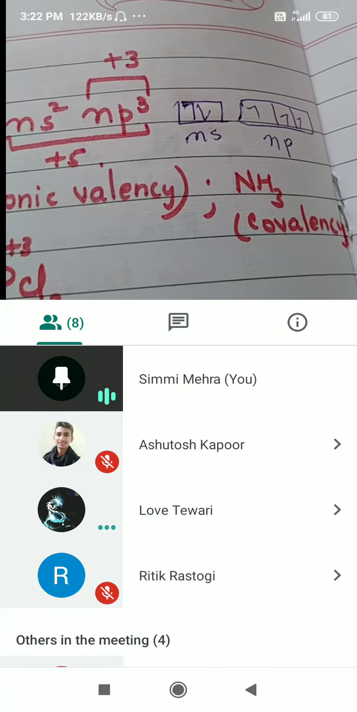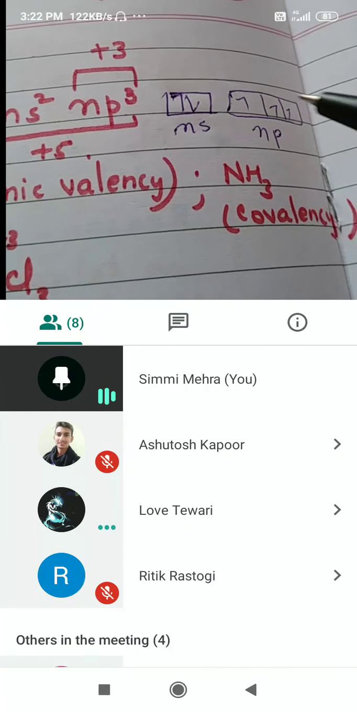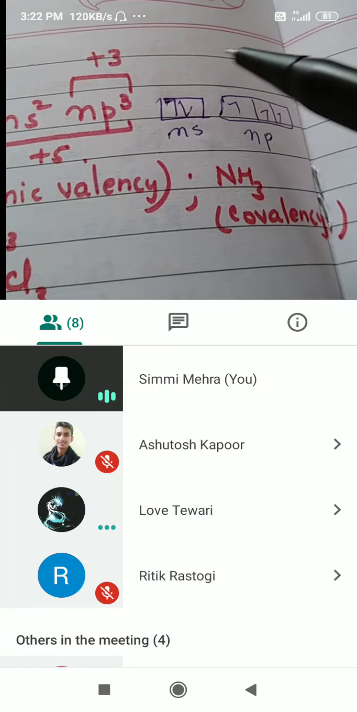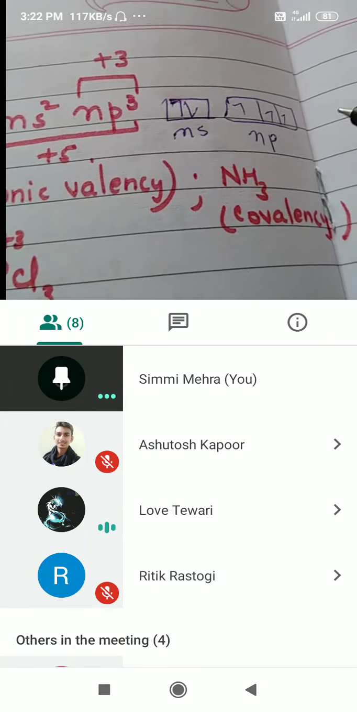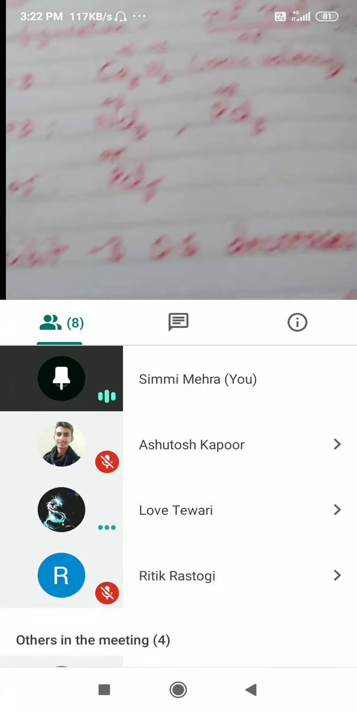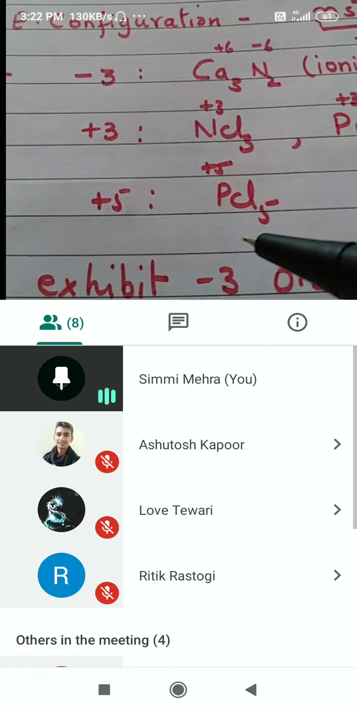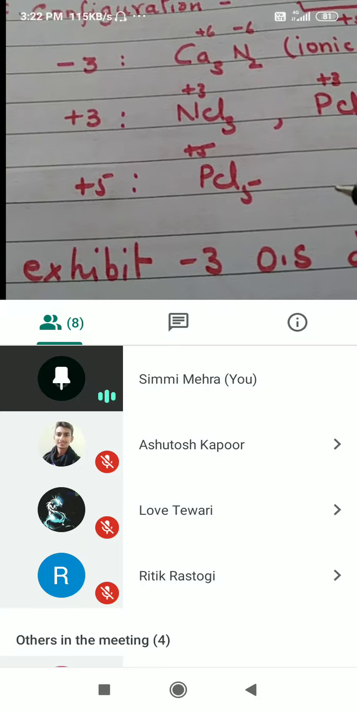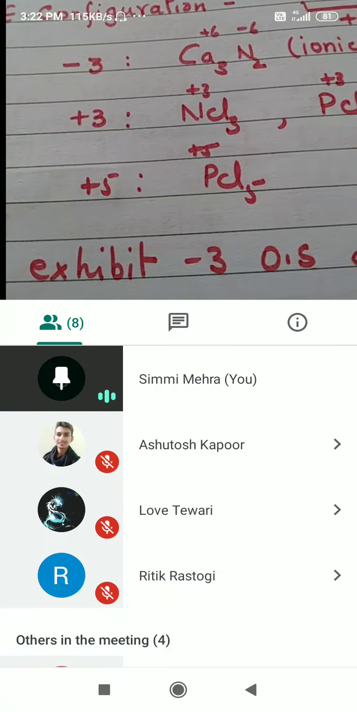Then 3s, 3p, 3d. From phosphorus onwards we will have empty d orbitals, because this will need to be unpaired. In hybridization you have done that. Therefore, PCl5 is known but NCl5 is not known. One line answer: absence of d orbital.